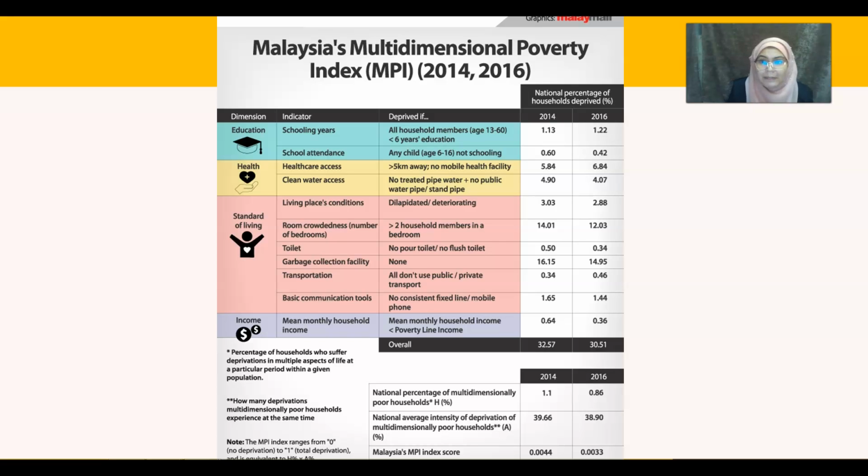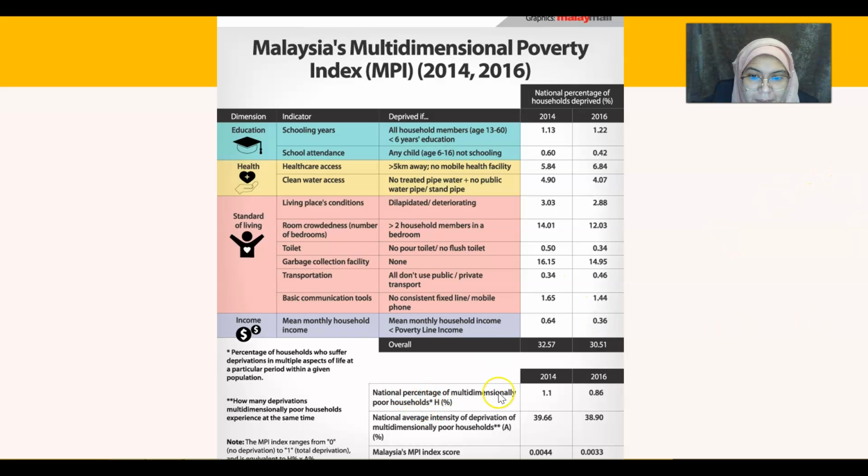Which is the poverty line income during that time, about 980 ringgit for Peninsular Malaysia, where they found that about 30% of households were deprived, compared to the one that we said just now, which is about 0.6%. So this is what we look at in terms of this one.